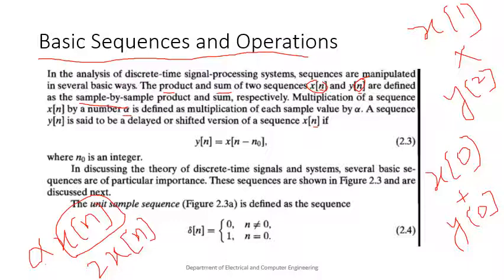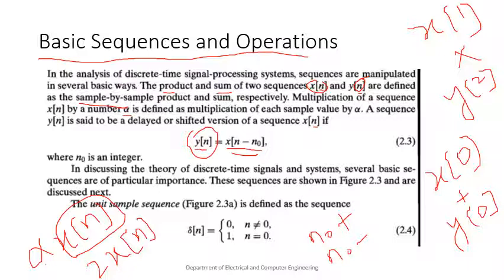A sequence y of n is said to be a delayed or shifted version of x of n. This y of n is said to be delayed or shifted because if n naught is 0, then x of n and y of n will be the same, but here y of n is the shifted version of x of n, and n naught is an integer. So you know about shifting. If n naught is positive, it will shift towards the right. If n naught is negative, it shifts towards the left.